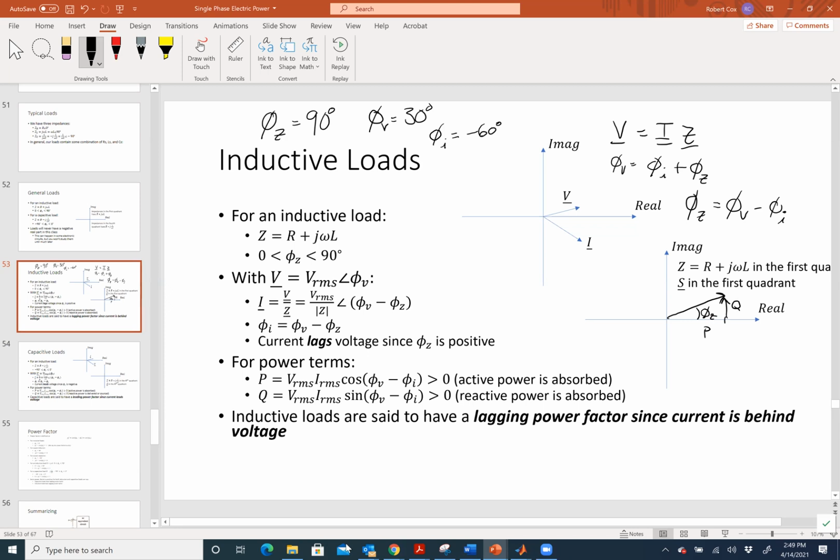What's true about P and Q? Are they positive, negative? Both positive. When terms in power are positive like I have here, active power is absorbed and reactive power is absorbed, so they're acting like loads. They're absorbing power in both cases.